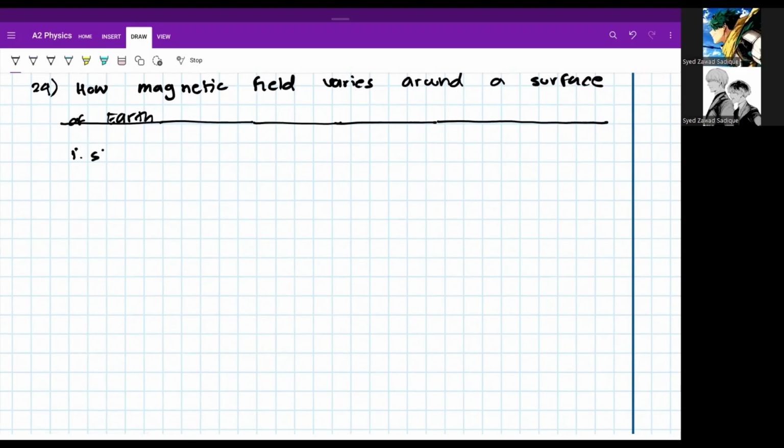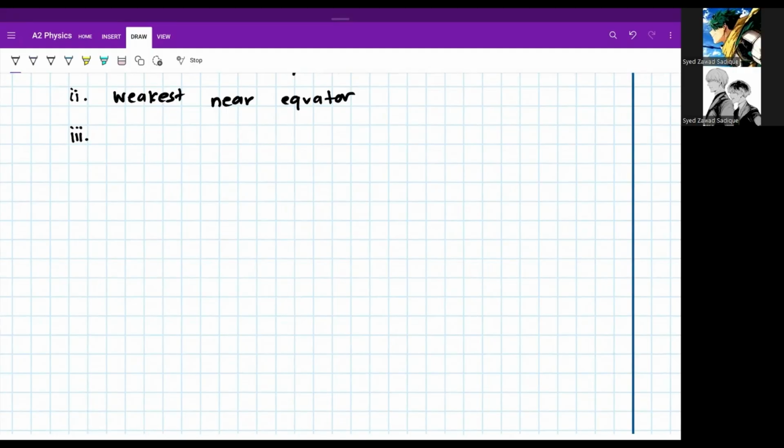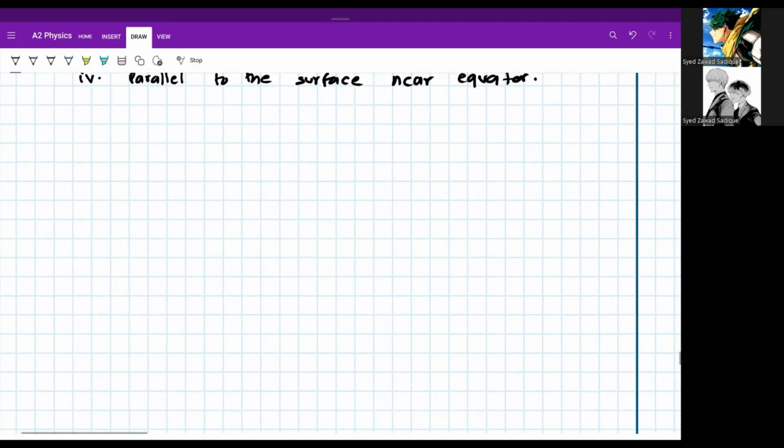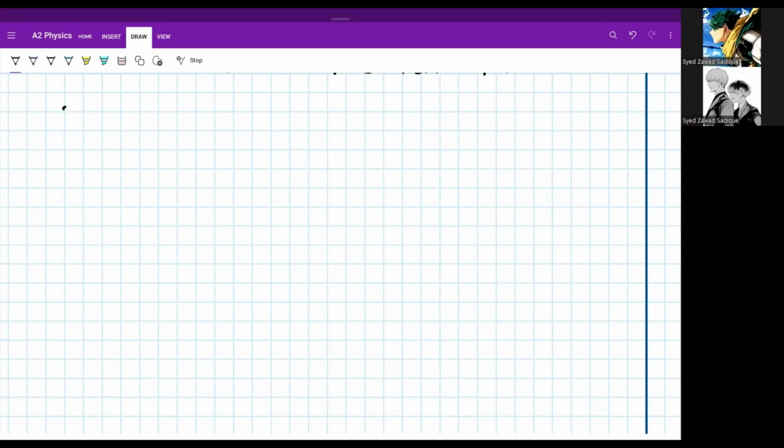So number one, it's strongest at the poles. Two is weakest near equator. Three is it's perpendicular to surface at poles. Finally, it's parallel to the surface near equator.